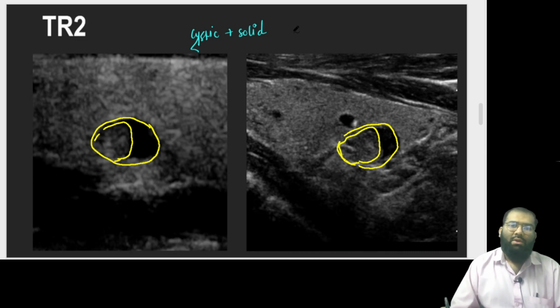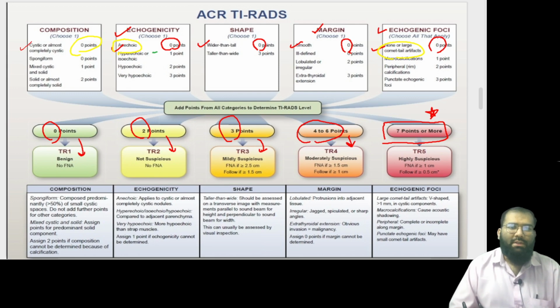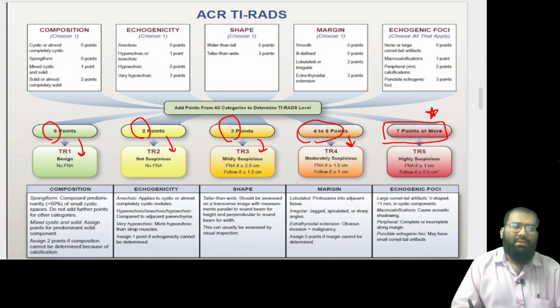This is the solid area. So how is the composition? Let us see the composition of this. The composition in this case is solid cystic, that is mixed composition, right? So what would be the points which we would assign to this? Mixed solid cystic, so 1 point. Okay, 1 point for this.